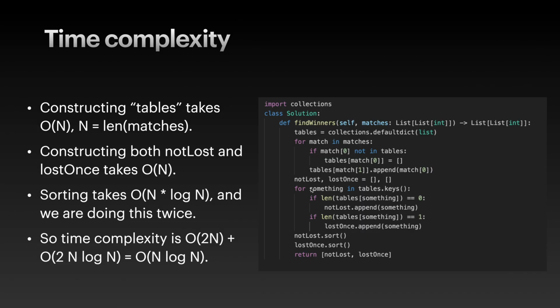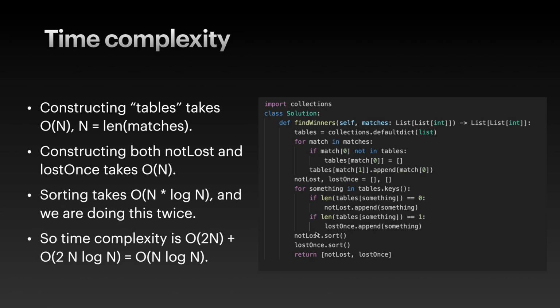And here is my code. Basically, with these four statements, we will be constructing our tables. This will take O of n, where n is the length of the matches. And then here, I will be iterating on our tables, and in the worst case this would also be O of n. This is how we will be constructing both the not-lost and the lost-once arrays, these two arrays.